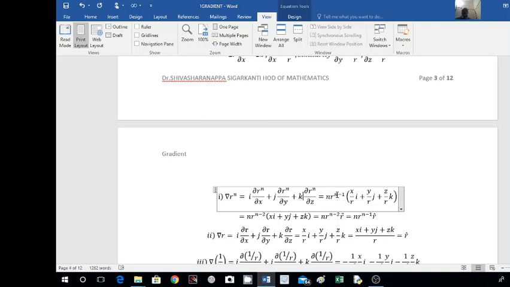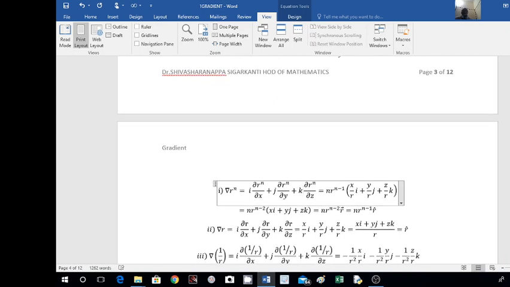If it goes to the numerator, it will become r to the power of n minus 2. So that is n into r to the power of n minus 2 into what remains here, xi plus yj plus zk. This is nothing but our vector r. So that is n into r to the power of n minus 2 into vector r. And here if I multiply by r and divide by r, then this becomes n minus 2 plus 1, which is n minus 1. And if I divide this vector r by r, I am dividing by its magnitude, so this becomes the unit vector. This is r cap.